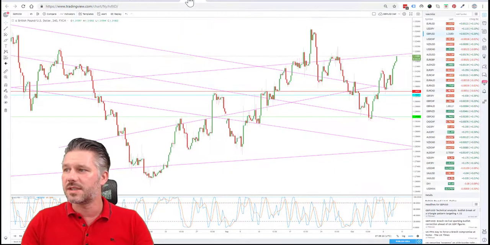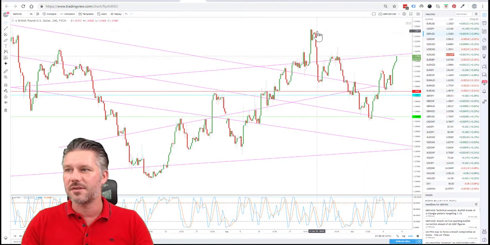The pound, which is by far the strongest currency, well, if it breaks through this line, it will carry on going up to here, but I think it will probably turn at this point. We'll see the US dollar gain a bit back down to somewhere like here.